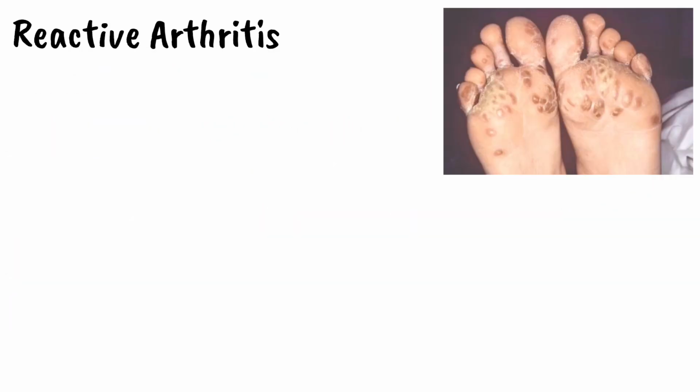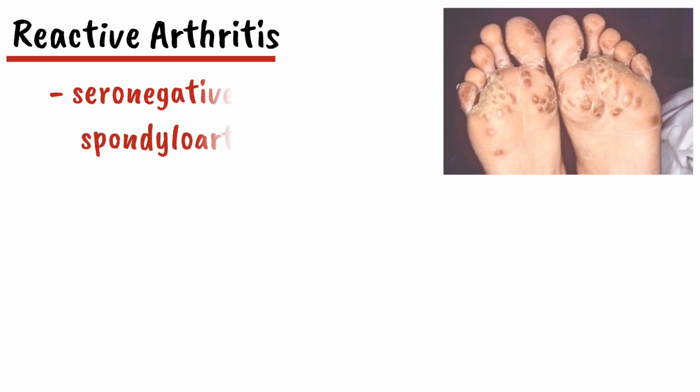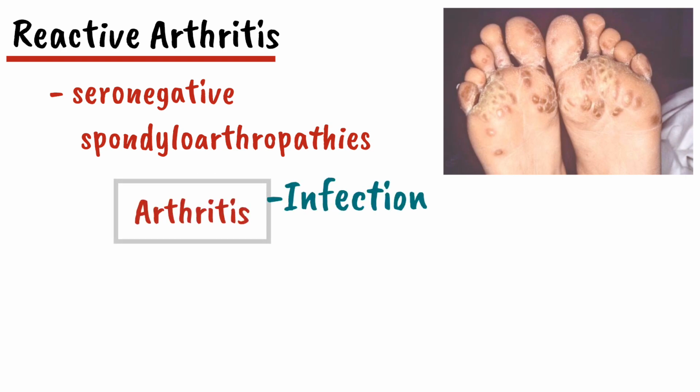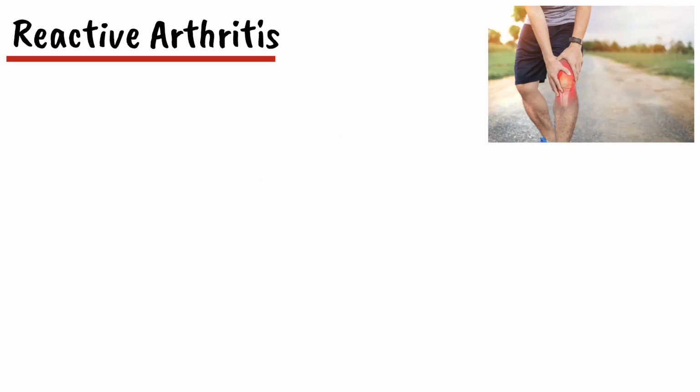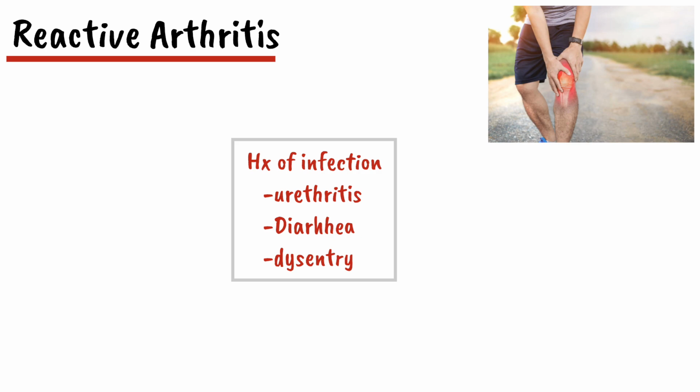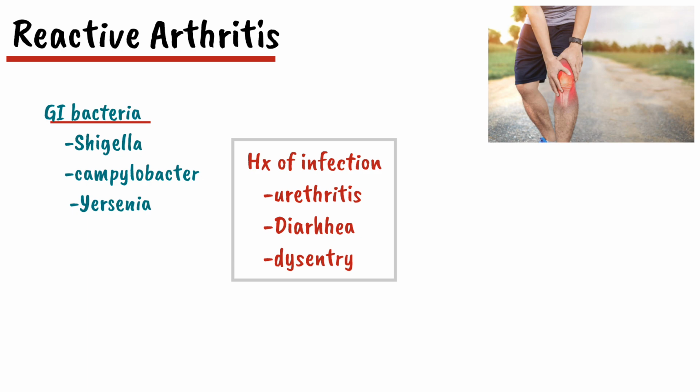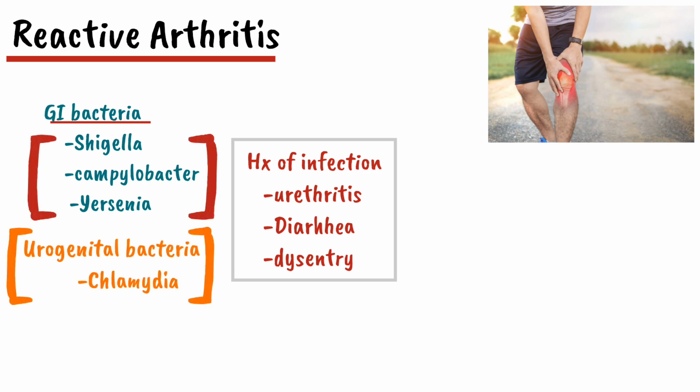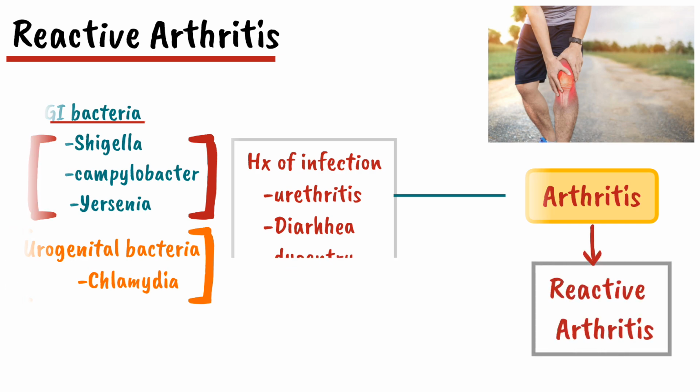After psoriatic arthritis, the next disease which we are going to discuss is reactive arthritis. Reactive arthritis is a type of seronegative spondyloarthropathy in which arthritis is associated with infection. How is arthritis associated with infection? If a patient has a previous history of infection such as urethritis, diarrhea or dysentery caused by GI bacteria such as Shigella, Campylobacter, Yersinia and the urogenital bacteria Chlamydia. When a patient with an infection caused by these organisms presents with arthritis, this is called reactive arthritis.